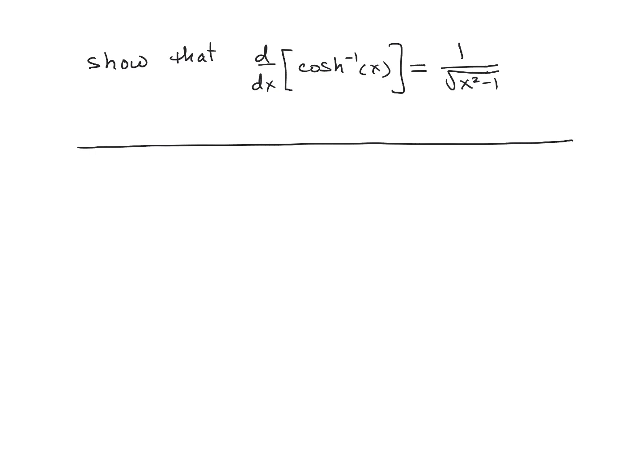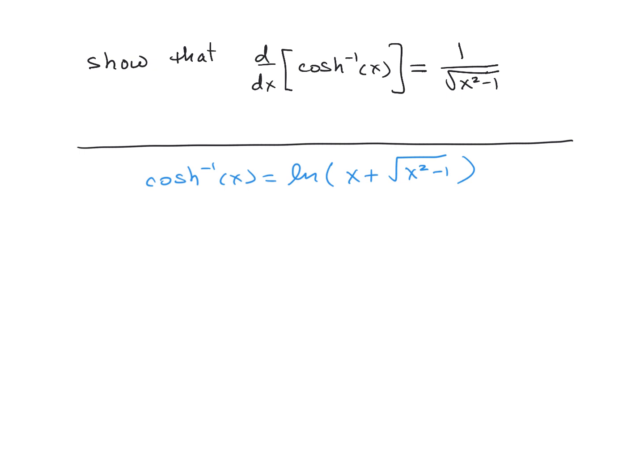Hello and welcome back. For this last video in the series, we're going to show that the derivative of the inverse of the hyperbolic cosine is equal to 1 over the square root of x squared minus 1. And to do this, we're going to recall the formula that we had earlier, which was the hyperbolic cosine inverse of x is the natural log of the quantity x plus the square root of x squared minus 1.